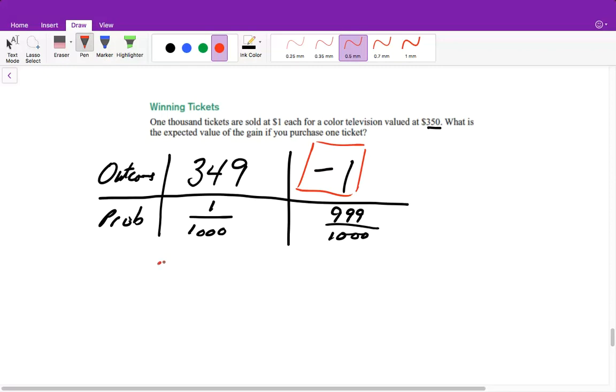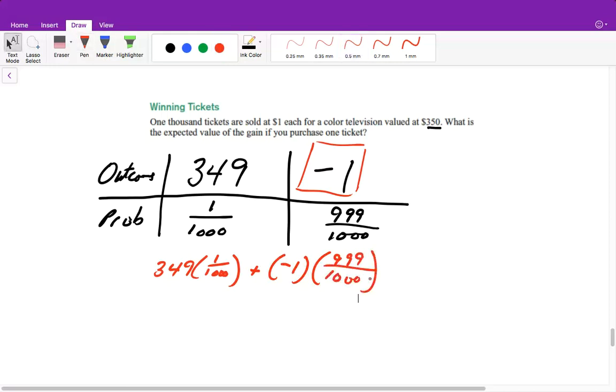So we could go ahead and multiply 349 times 1 over 1,000. This is one of the cases where I would suggest that maybe you do this with a calculator because it might be a little bit quicker. And then we can multiply it by 999 over 1,000. So we can do 349 times 1 divided by 1,000 plus -1 times 999 divided by 1,000.